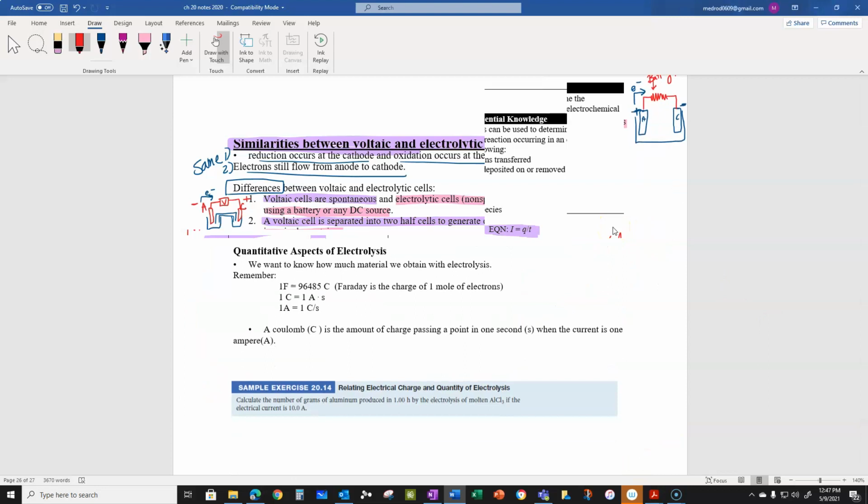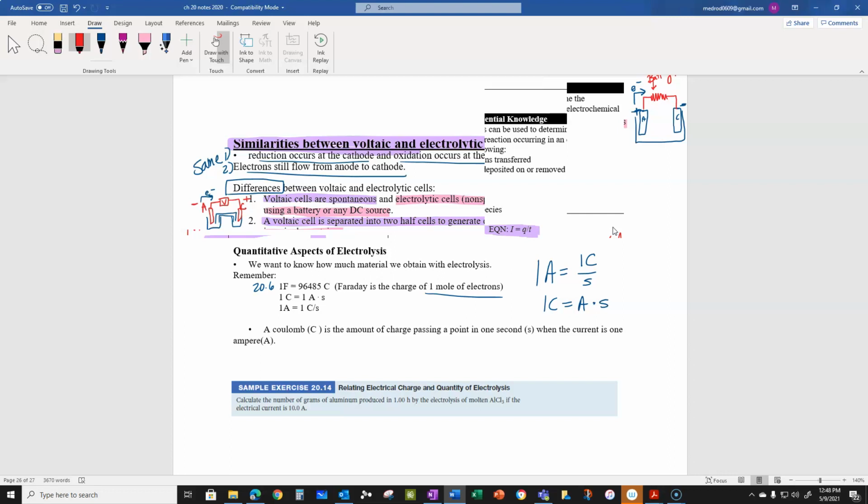So remember, a Faraday, as we did in 20.6, is the charge of 1 mole of electrons. And it has this charge of 96,485 coulombs, okay? Now we know, according to that equation on the equation sheet, an amp is 1 coulomb per second. And we can even rearrange the equation: 1 coulomb is amps times seconds, okay?